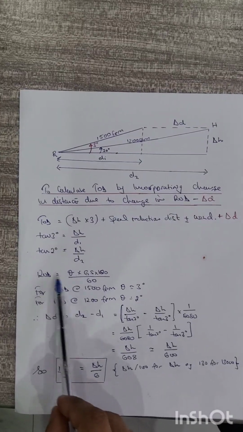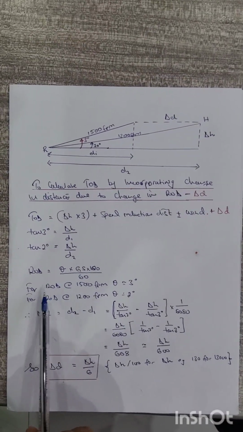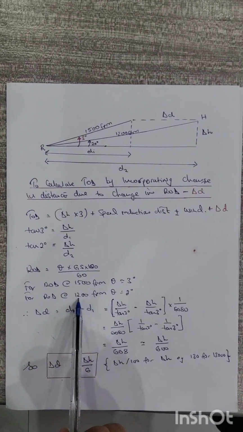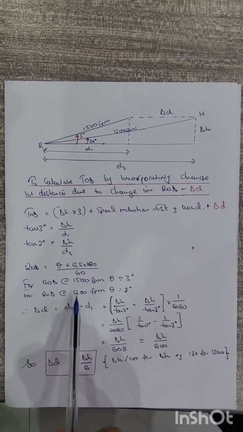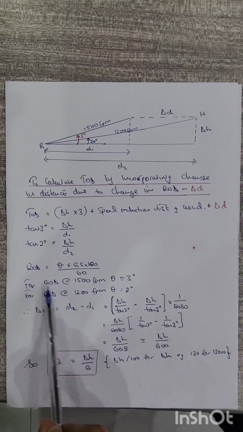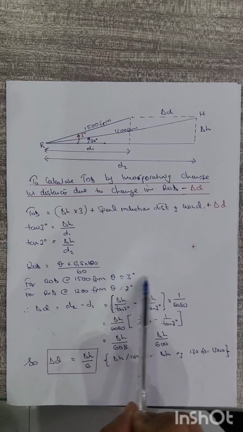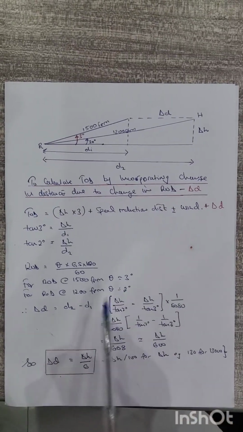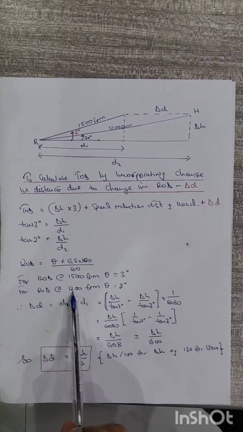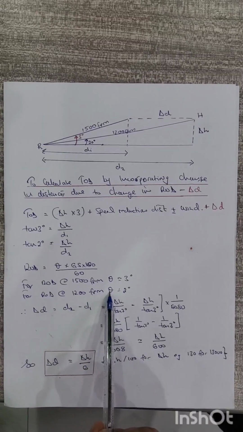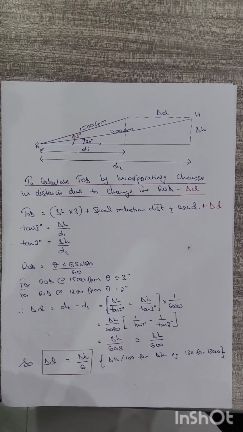When I use this formula with the two rates of descent that we typically use in our operations: for a rate of descent of 1500 feet per minute, the angle was around 3 degrees. For a rate of descent of 1200 feet per minute, the angle was 2.1, or about 2 degrees.